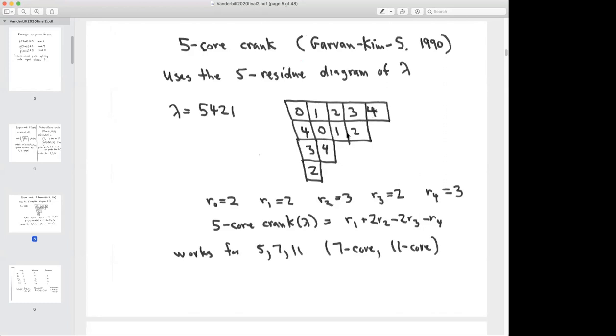And you count how many zeros there are. There are 2 zeros, so R sub 0 is 2. How many 1s there are, how many 2s there are, how many 3s there are, and how many 4s there are. And you form this linear combination of these R numbers: R1 plus 2R2 minus 2R3 minus R4. That's the 5-core crank.